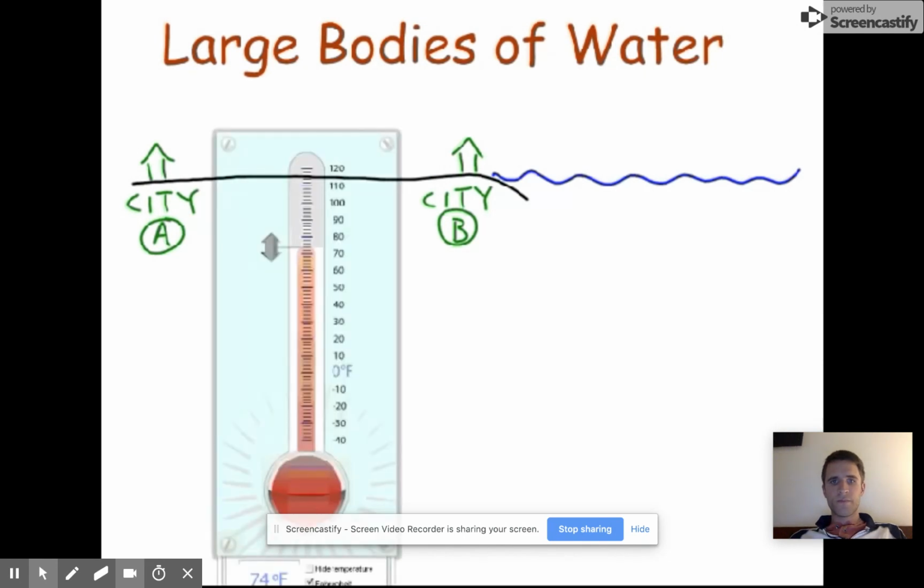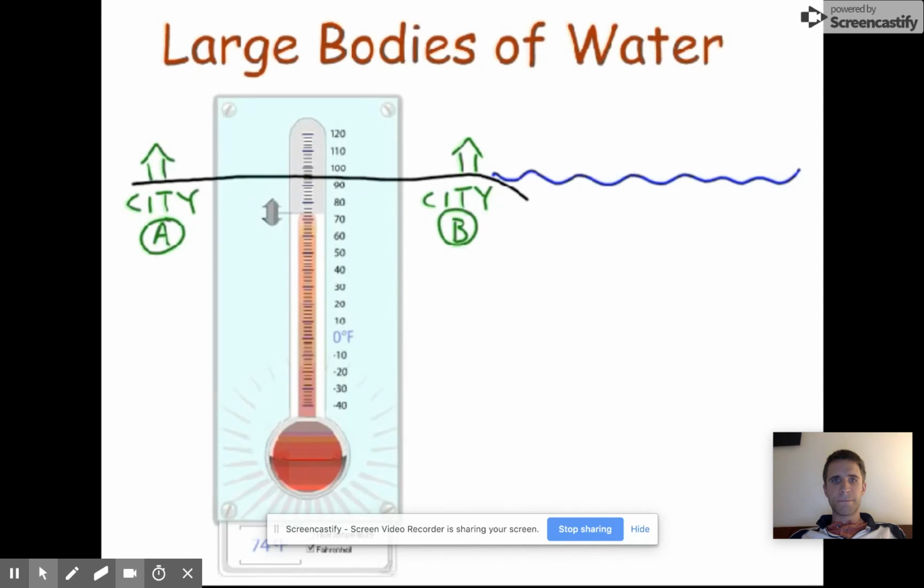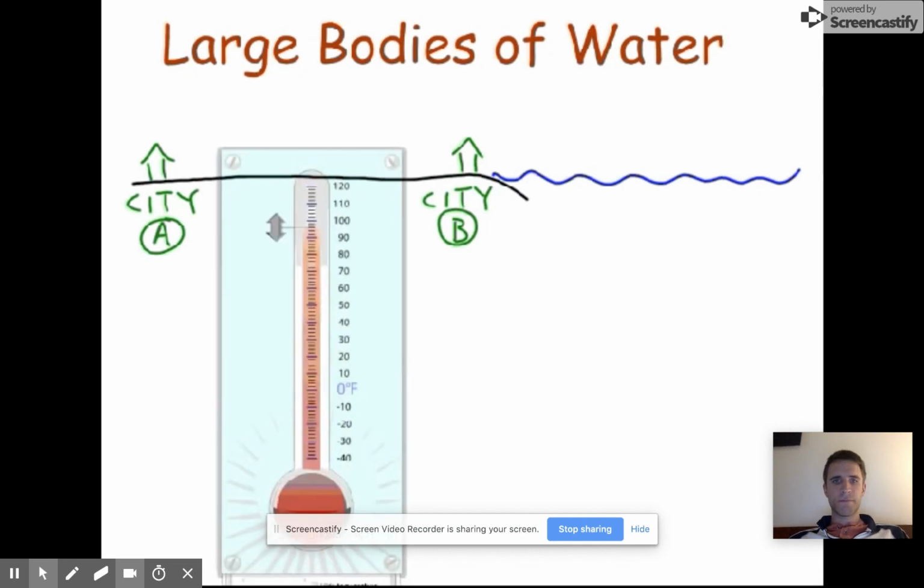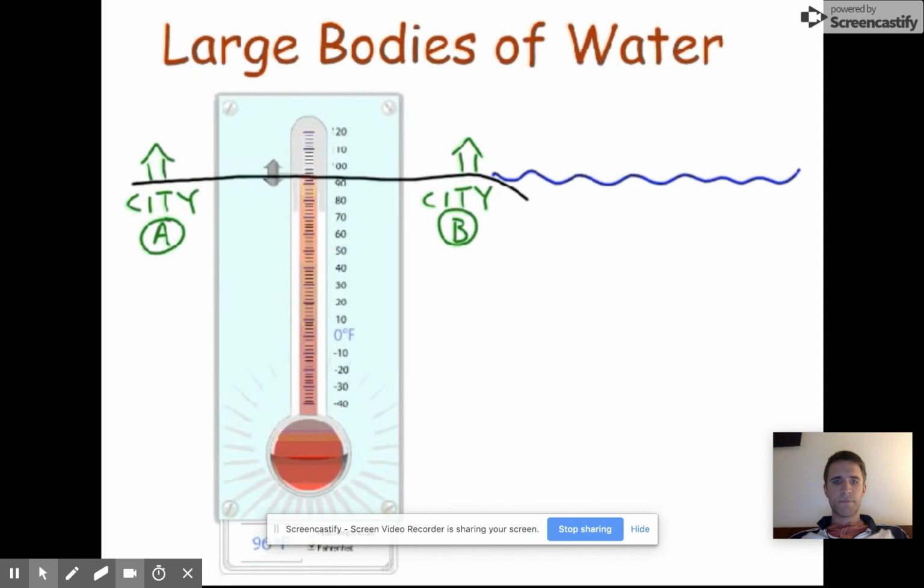So if we looked at the temperatures of the cities over a year, we might see that the hottest temperature at City A maybe gets up to 95 degrees. So let's say that's the hottest it gets, or what does that say, 96? Let's say the hottest temperature gets up to 96 degrees at City A.